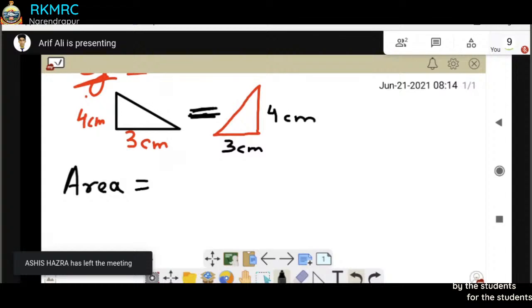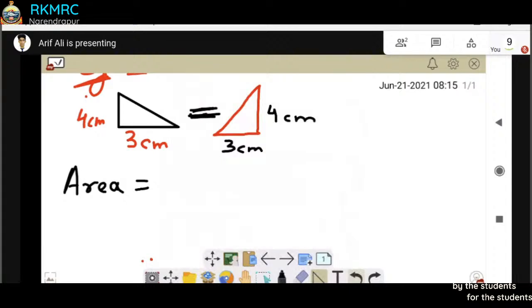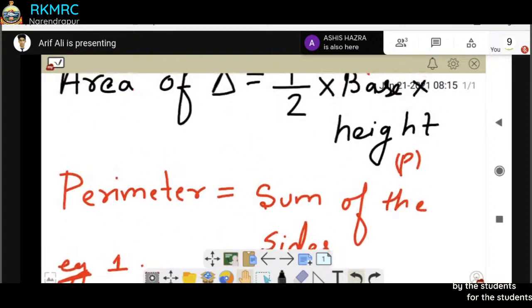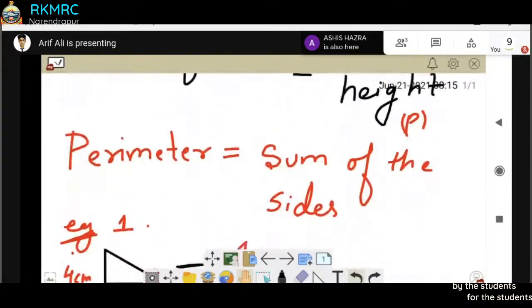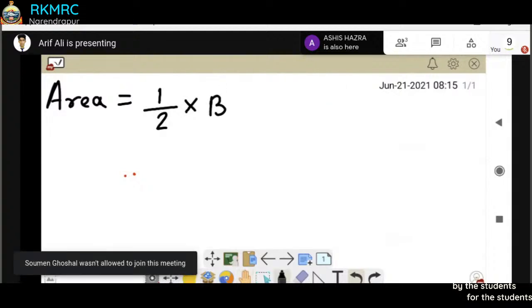How can we calculate the area of this triangle? We know the formula: area is half base into height. So half base into height.